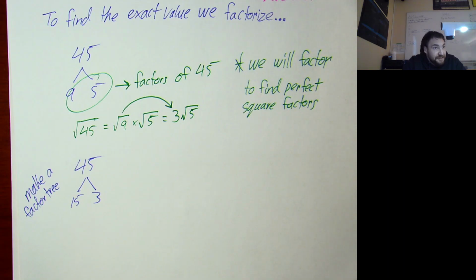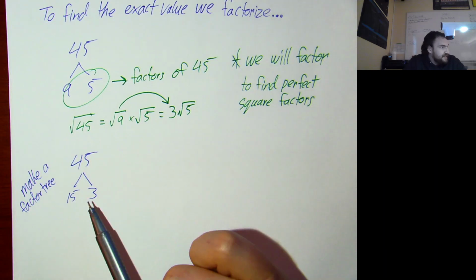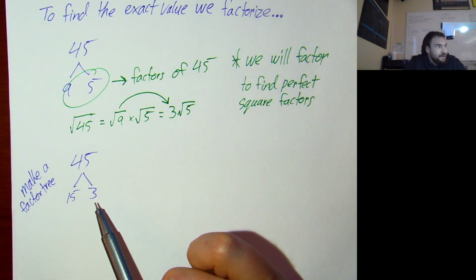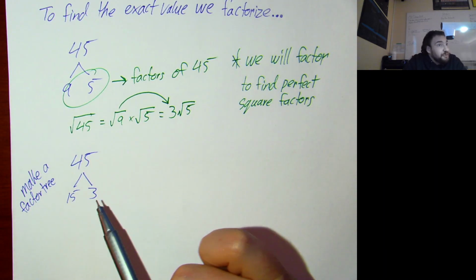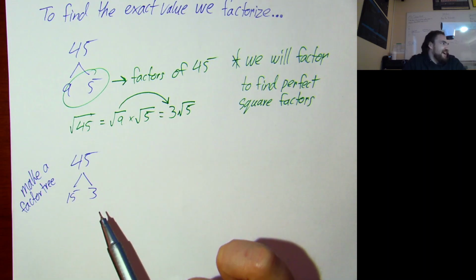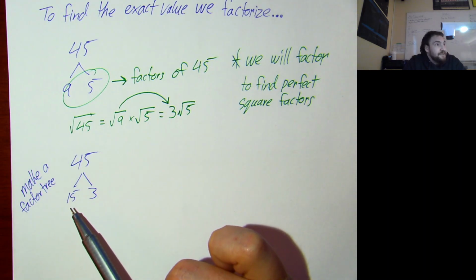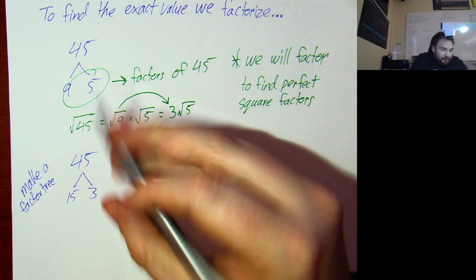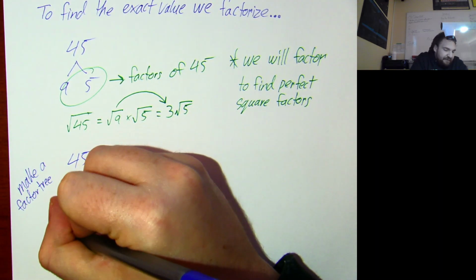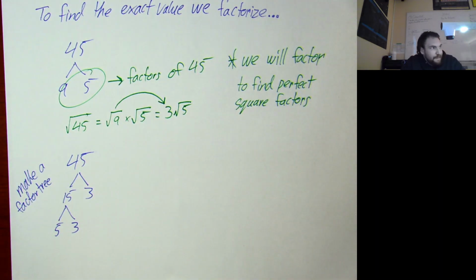Yes, now we do the factors of 15. So we go to the end of the branches and I say, okay, well, are there factors of 3? No, because 3 is prime. I love that you guys know that. What are the factors of 15? 3 and 5. I'm actually going to write it as 5 and 3, for reasons that are going to make a little bit more sense in a sec.